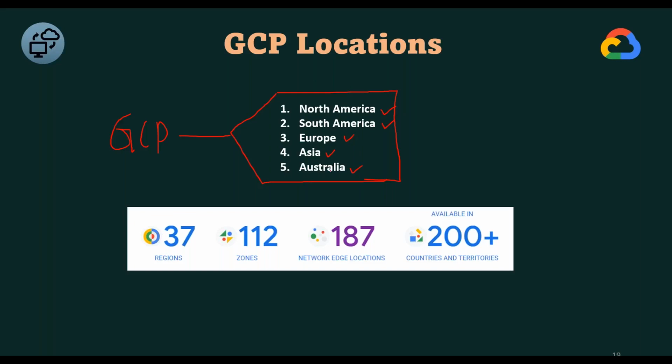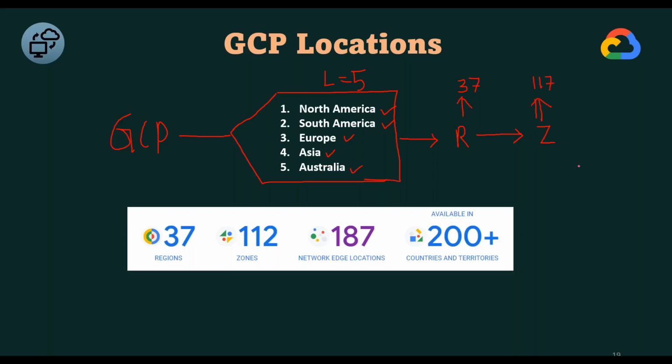These locations are further divided into regions. The regions are further divided into zones. So the total GCP locations are 5. GCP regions are 37 so far. Until today, GCP is operating its resources in these numbers, guys. So the locations are 5, the regions are 37 and the zones are 117.